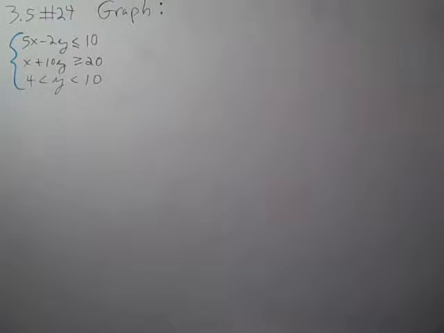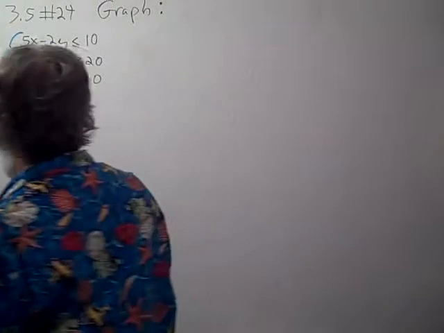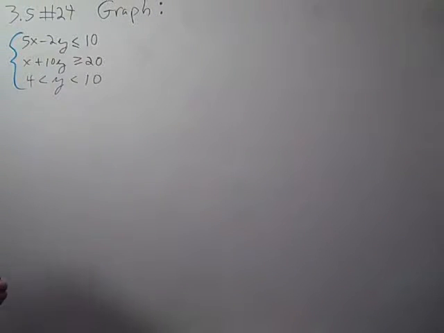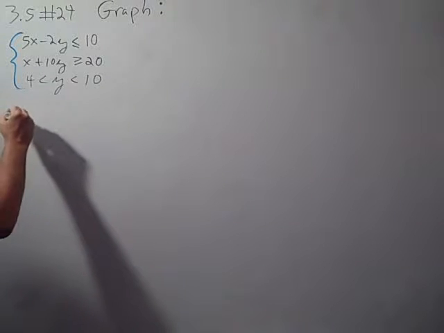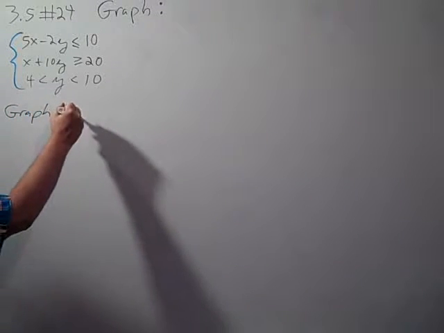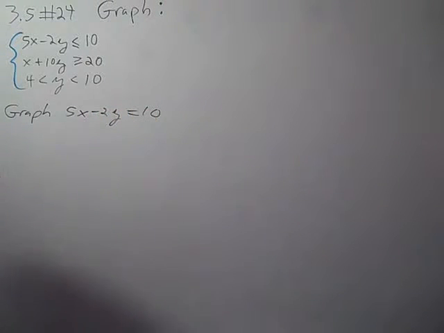Okay, we're going to graph the solution set to this system of linear inequalities. So we have to graph each of the linear inequalities separately on the same plot and then look where they overlap. So first of all, we have to graph the line 5x minus 2y equals 10.